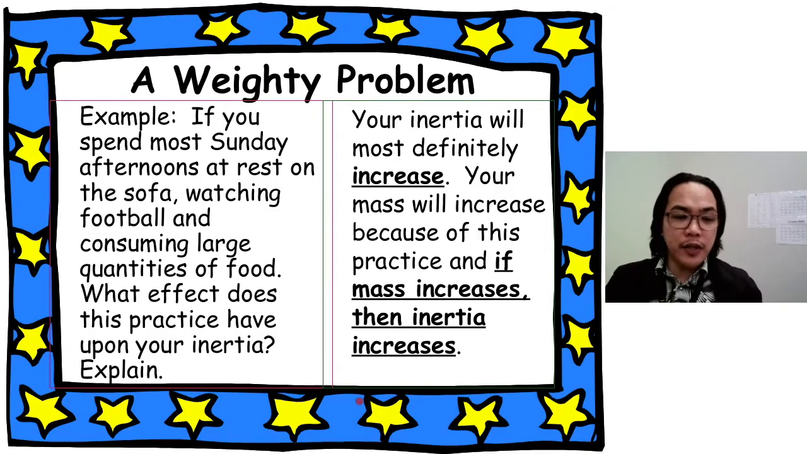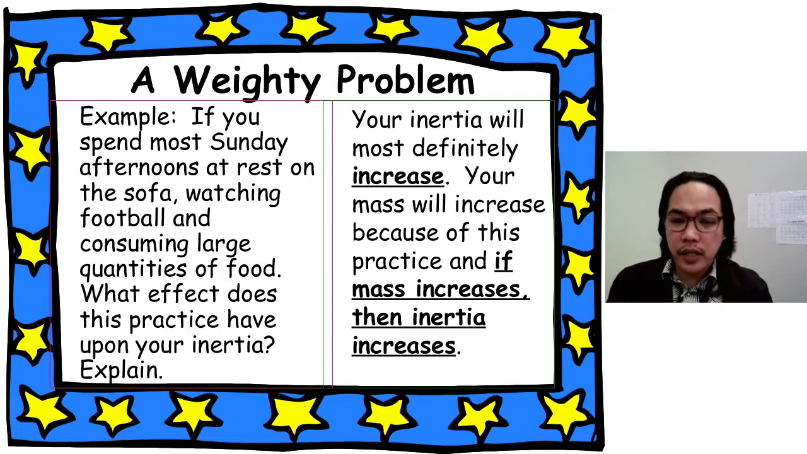Okay, another example for you to understand the relationship of mass and inertia better. We have here a weighty problem. If you spend most Sunday afternoons at rest on the sofa, watching football and consuming large quantities of food, what effect does this practice have upon your inertia? Explain. So your inertia, of course, because of the relationship with mass, will most definitely increase. Your mass will increase because of this practice. And if your mass increases, then inertia increases. That's why mass is directly proportional to your inertia.